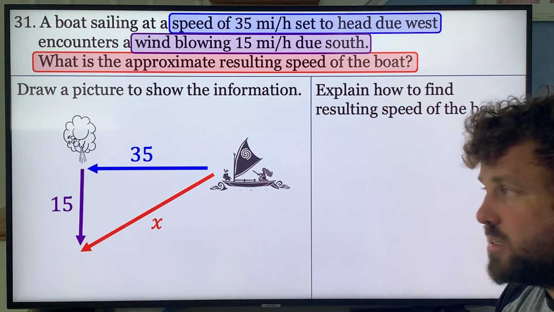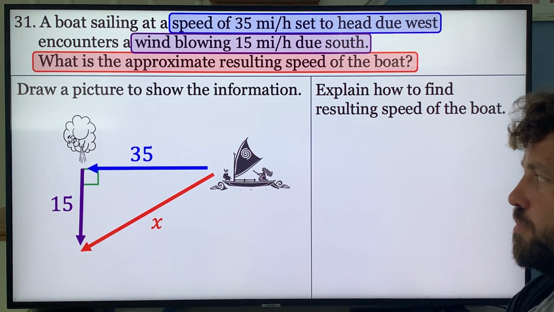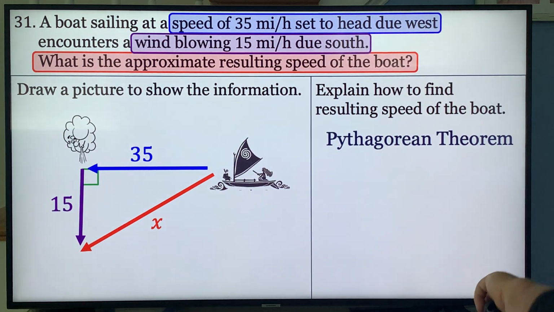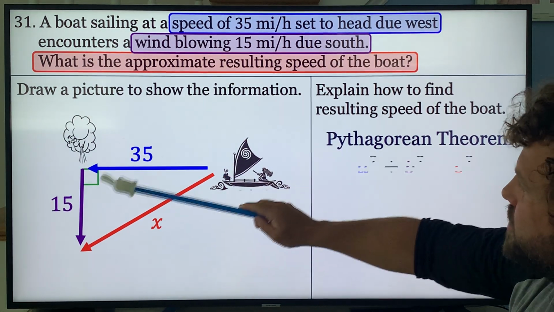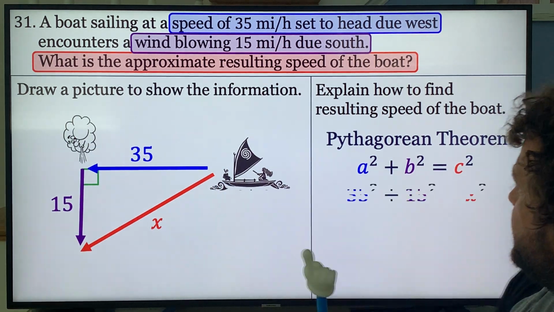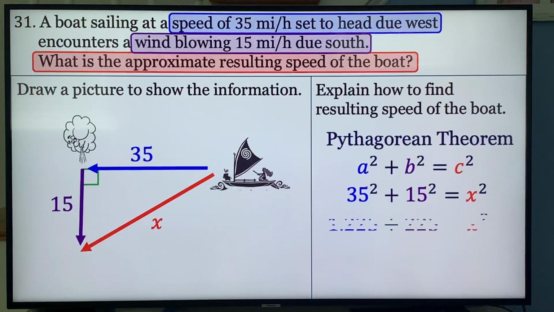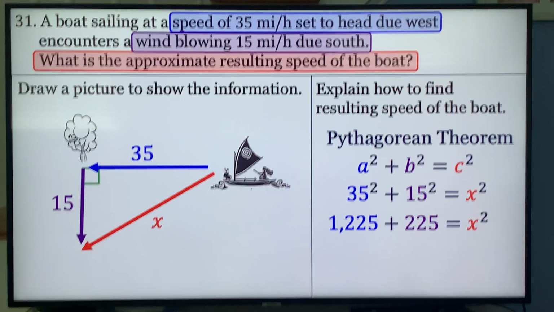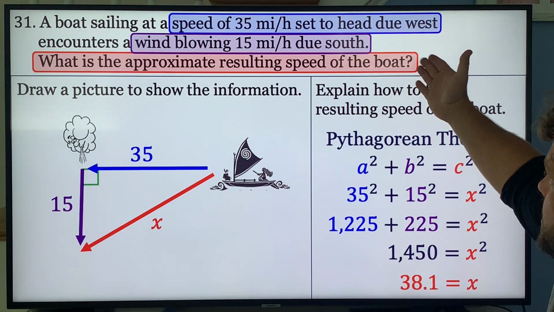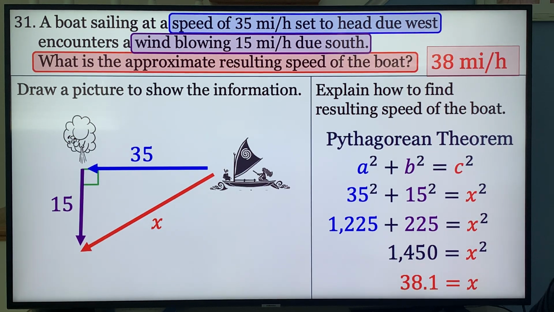What can we use to solve this? Here's your hint. Boom. That's a right angle. Pythagorean theorem. Correct. Ding, ding, ding. A squared plus B squared equals C squared. 35 squared plus 15 squared equals x squared. 1225 plus 225 equals x squared. Add them together. 1450 is x squared, and x equals 38.1. Approximate speed of the boat is 38 miles an hour.